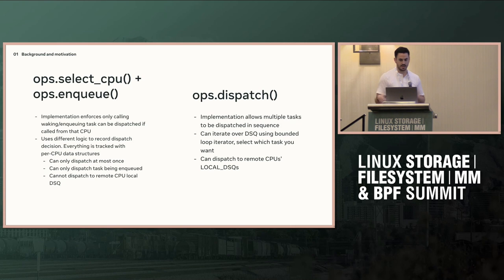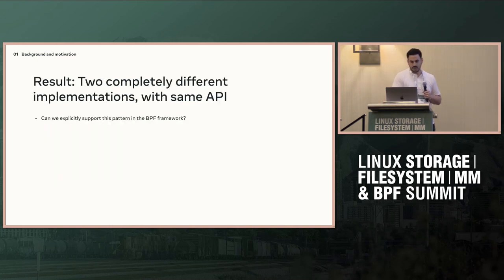Some other constraints as well. In ops.dispatch, you can dispatch multiple tasks. Let's say you had a special scheduler where all scheduling decisions were made from a single CPU. You could be pulling tasks from some kind of queue and saying you run on CPU 1, you run on CPU 3, you run on CPU 0, et cetera. Whereas for select CPU and enqueue, you can only dispatch yourself, which makes sense, right? This is a task lifecycle event, and it wouldn't really make sense to start making decisions for other tasks in the system at that point. So the result is that you have conceptually the same API with different constraints, the same actions happening, but very different requirements and therefore different implementations.